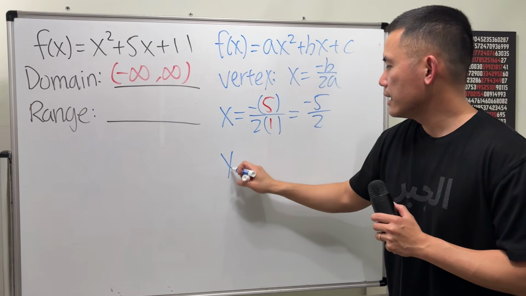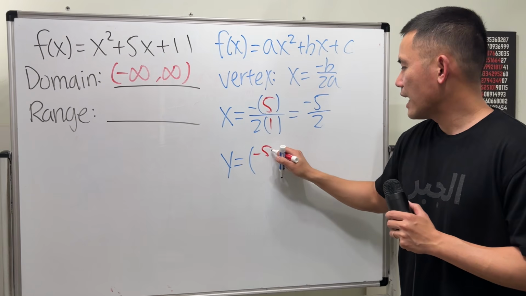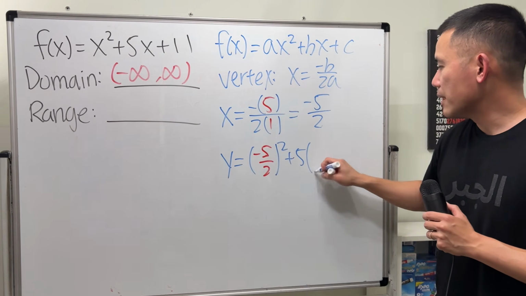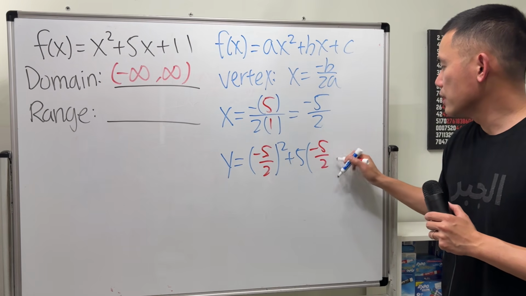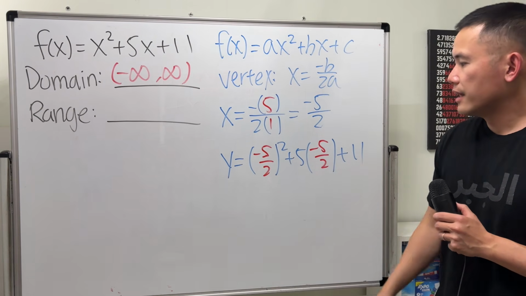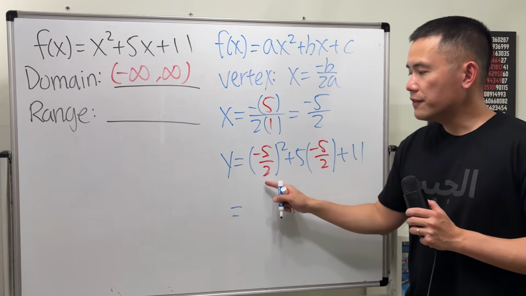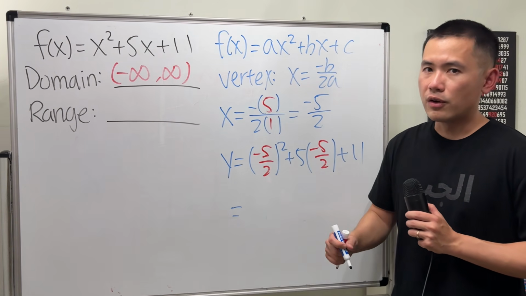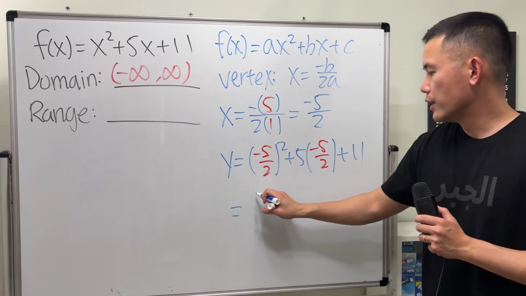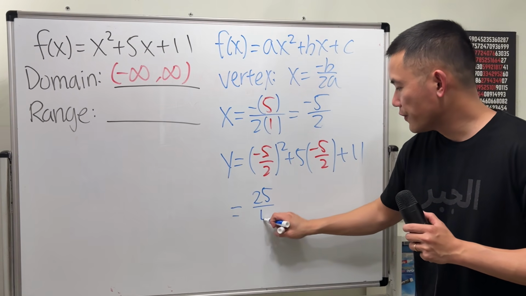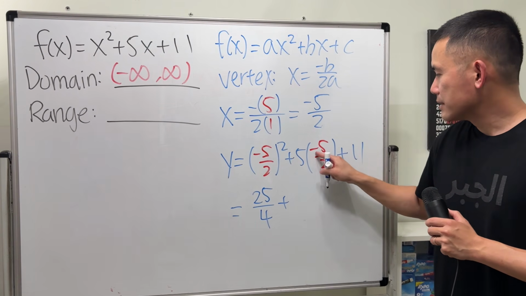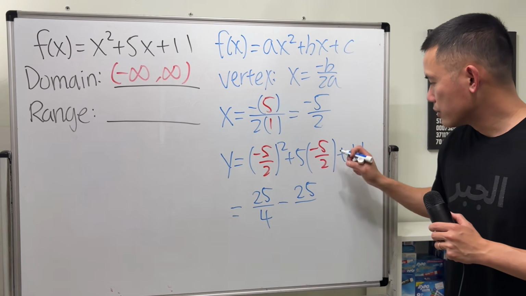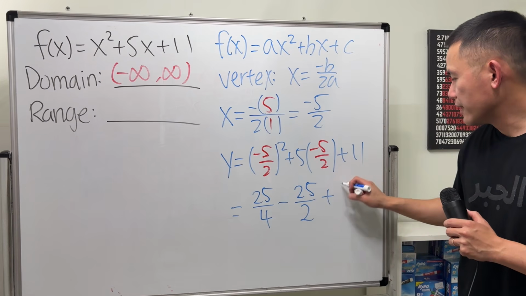Now we are going to be plugging this into that x. So we get y is equal to negative 5 over 2 squared plus 5 times negative 5 over 2, and then plus 11. Okay, work this out. Negative 5 over 2 squared, we just do negative 5 over 2 times negative 5 over 2, we get positive 25 over 4. This times that, in fact, we get negative 25 over 2, and then plus 11.